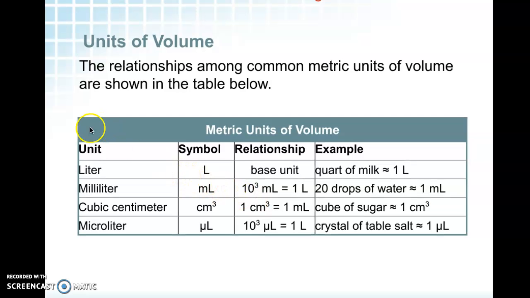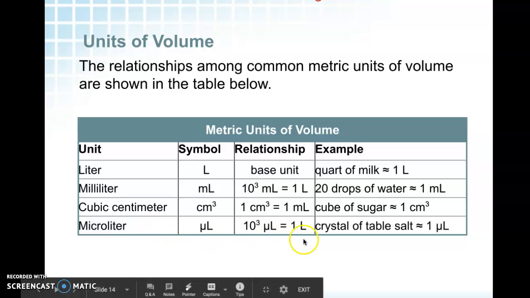So you see some other relationships between units of volume. A liter is about the same as a quart. A milliliter is about 20 drops of water. A cubic centimeter is the same thing as a milliliter, so it's about the size of a cube of sugar. And a microliter would be a crystal of table salt.